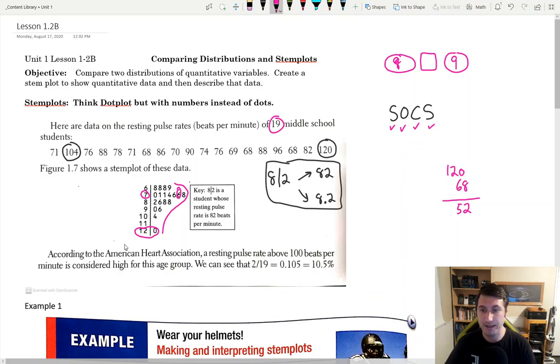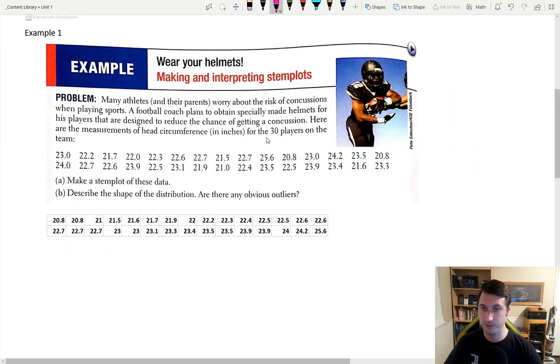All right, so that's how a stem and leaf plot can help you describe a distribution, doing all the SOCS. All right, let's keep looking and get a more thorough example down. So many athletes and their parents worry about the risk of concussions, as they should, when playing sports. A football coach plans to obtain specially made helmets for his players that are designed to reduce the chance of getting a concussion. Here are the measurements of head circumference in inches for 30 players on the team.